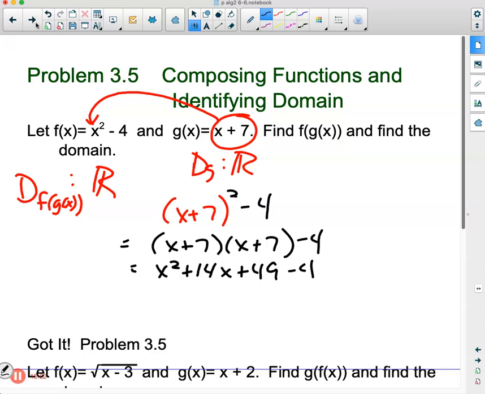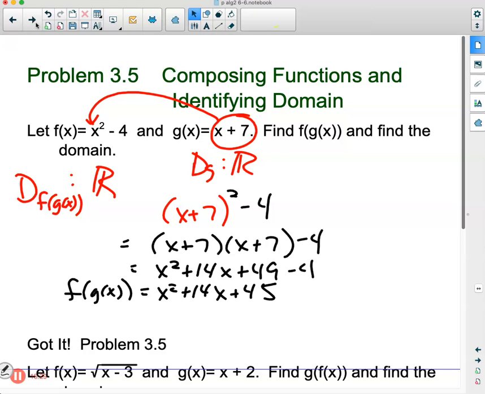Anything else left to do? A little simplifying, yeah. There it is. This is f of g of x. We created a new function by putting a function inside another function, by substituting that function inside the other function. That's composition. So most people think this is like the hardest problem possible with composition. Doesn't seem that way. You doing okay?